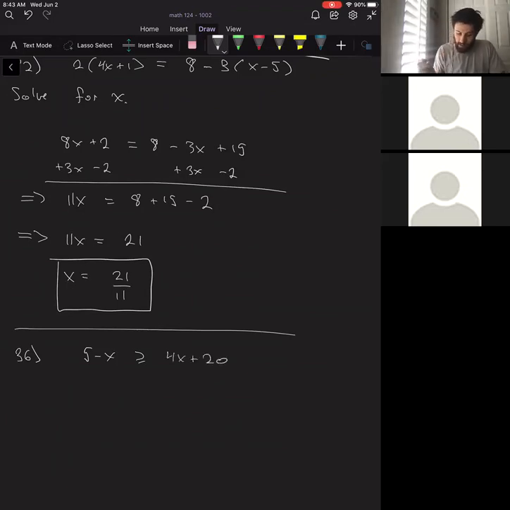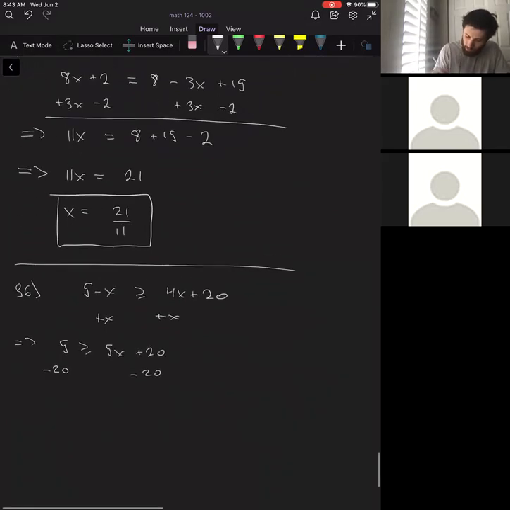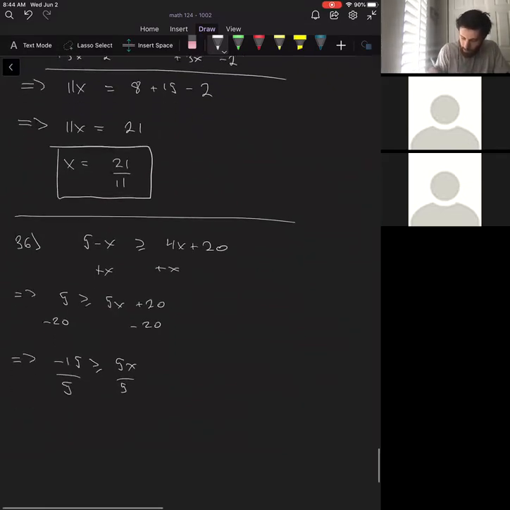All right, so let's get the x's on the same side. All we do is just add the x over here, add the x over here. So then we get 5 is bigger than or equal to 5x plus 20. And then we could subtract the 20. And then what we get is minus 15 is bigger than or equal to 5x. And then we divide by a 5. And we're dividing by a positive number, so we're not going to change the sign. So what we get here is minus 3 is bigger than or equal to x.